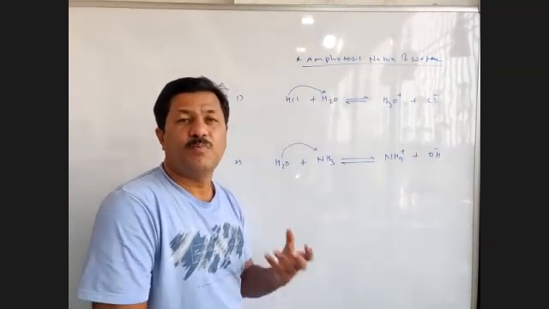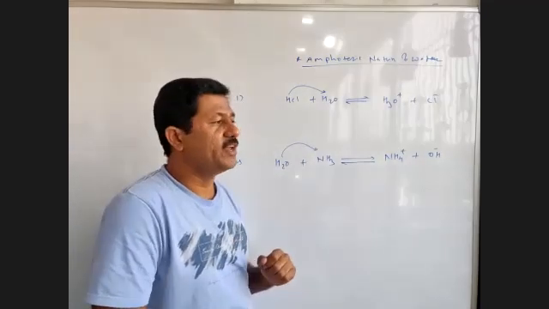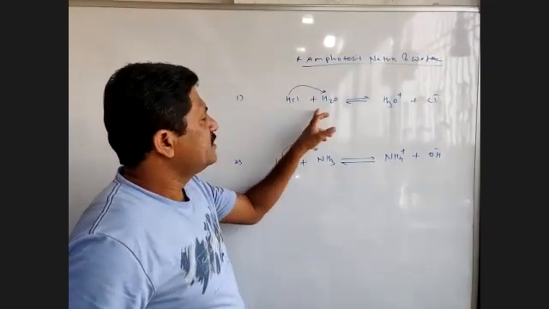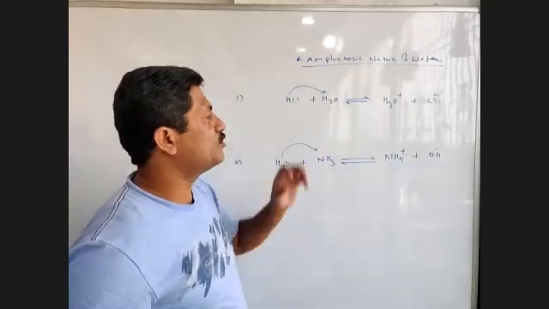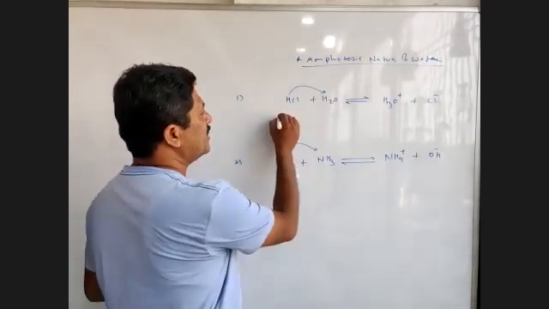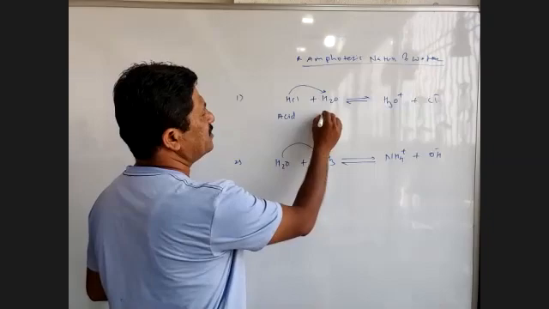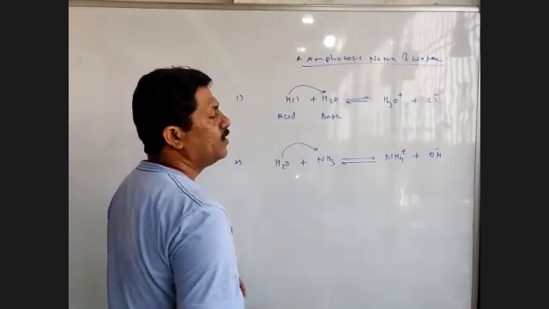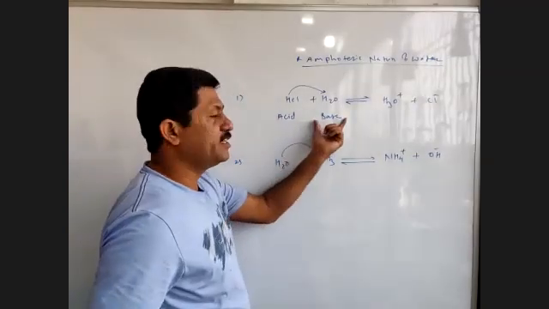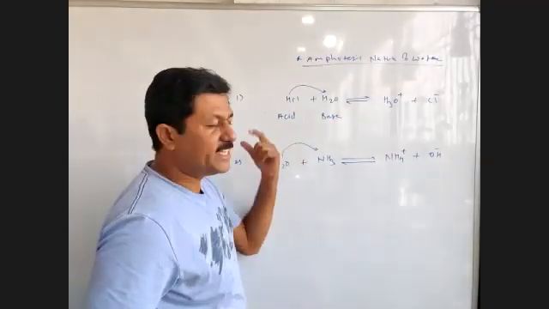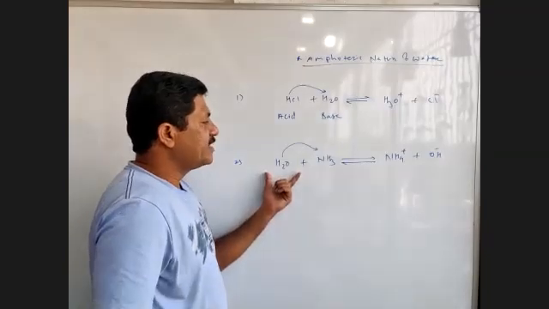According to Lowry-Bronsted theory, we know well that in this one this substance has donated a proton to this one, and a proton donor must be called an acid. So this is called an acid and this is called a base, no doubt at all, because this is the substance which accepts a proton. That's why it is a base. This is the substance which donates a proton, that's why it's an acid. Now come to this example.